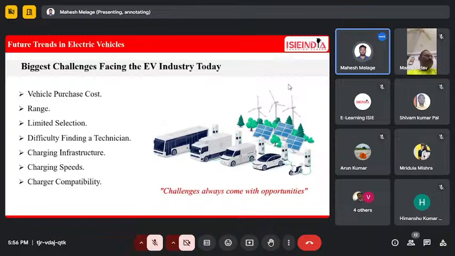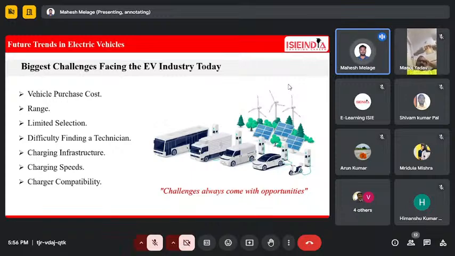Normally, it takes 4 to 5 hours to charge the electrical vehicle battery at normal speed. With fast charging, it takes 2 hours, or some batteries take 40 minutes to charge 80% of the battery.